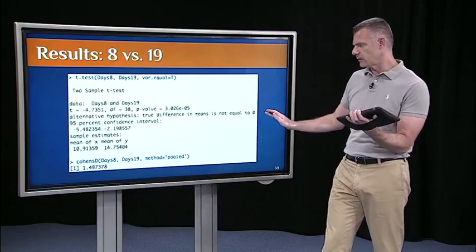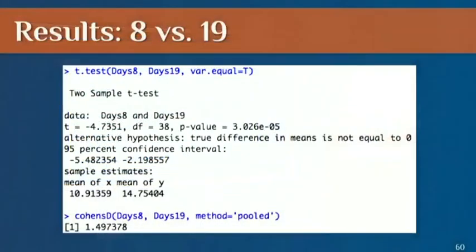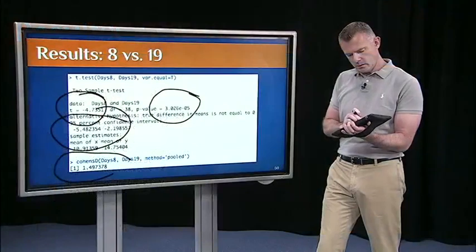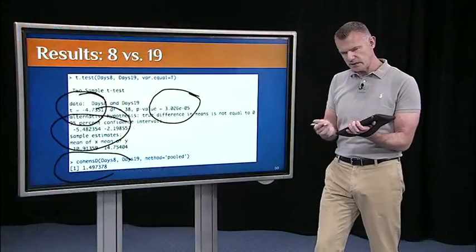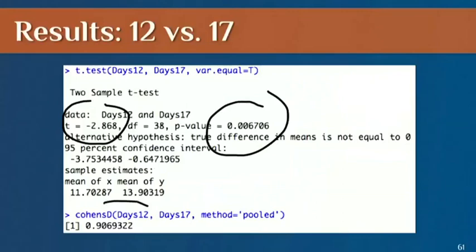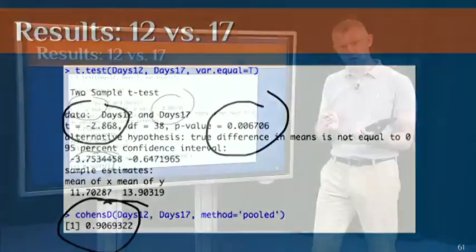Okay, now let's look at 8 versus 19. Of course, this one's going to be significant too. I'm going to go through this quickly because it's all just the same format. Here's the t-value, low p-value, you get an interval estimate, and a nice healthy effect size. Let's look at 12 versus 17. Again, same story. Not quite as big of an effect, so we have a t of 2.8. Still, though, a really low p-value and an effect size that approaches 1.